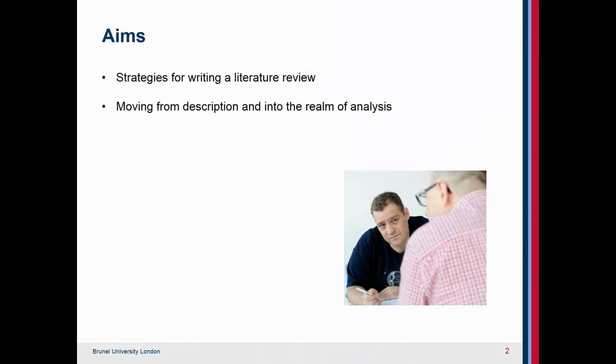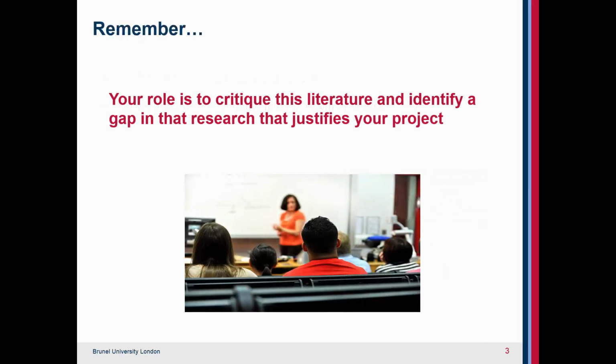We're going to be looking at some strategies for writing a literature review and some top tips and questions to help you to move away from description and into the realm of analysis. Remember that a literature review means that your role is to critique existing literature and identify a gap in that research that justifies your project. That means moving away from description and analysing and evaluating the existing research that you are engaging with by way of trying to locate yourself within the existing critical discussion and highlighting the value of your own project.